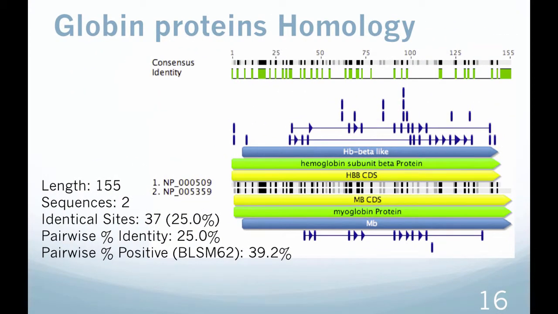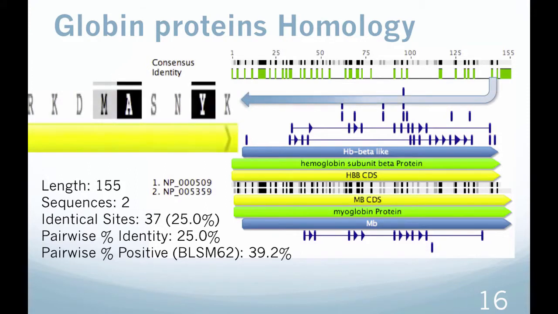However, the alignment of these proteins reveals a very low level of similarity or pairwise amino acid identity with only 37 identical sites along the 155 amino acids. The black dots on the alignment image represent the shared identical amino acids between hemoglobin and myoglobin, while the spaces between the green and black bars indicate mismatches in sequences.